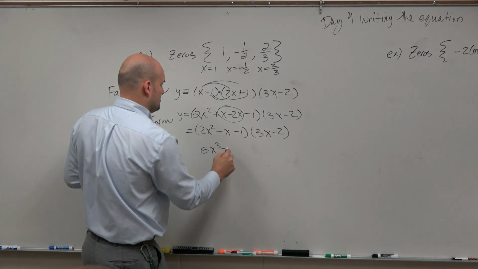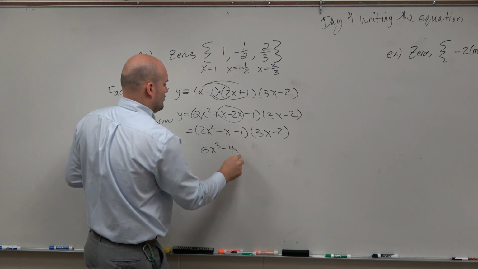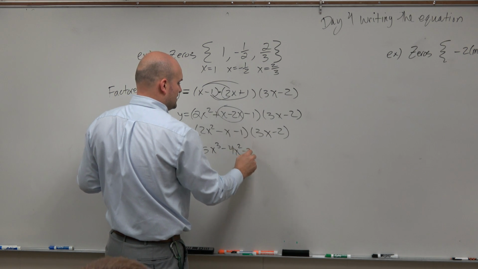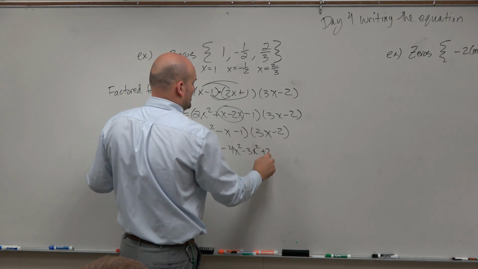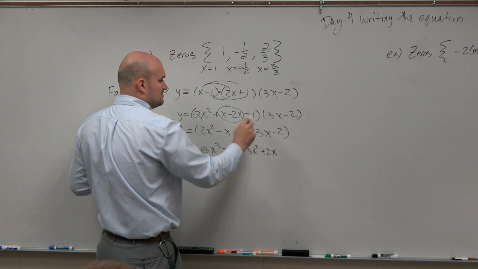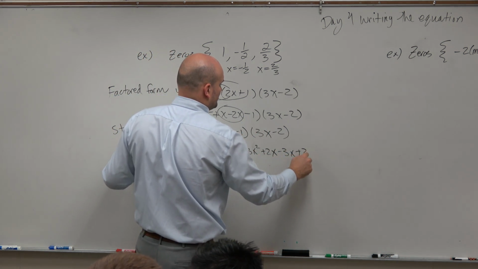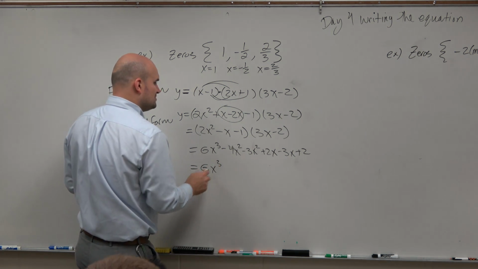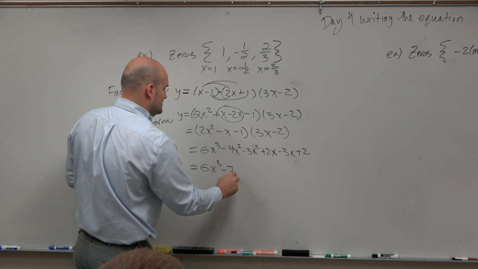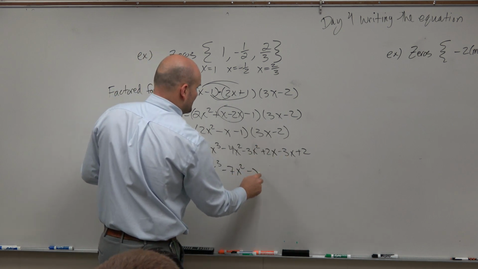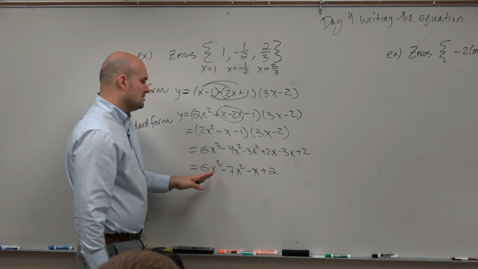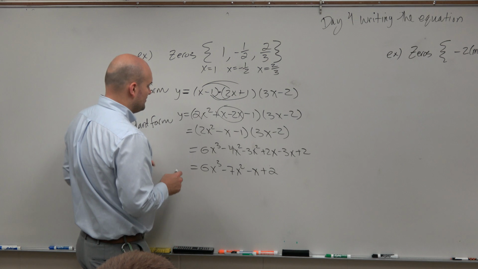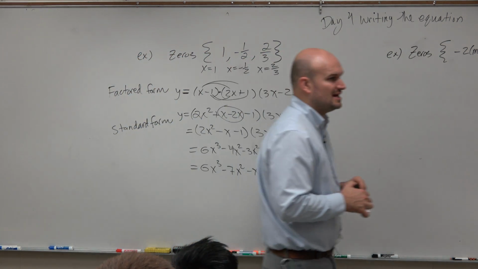6x cubed minus 4x squared. And then I multiply this one times both terms, so this becomes negative 3x squared plus 2x. And then I multiply the negative 1 times both terms, minus 3x plus 2. And then I'll just combine like terms. 6x cubed, negative 7x squared, minus x plus 2. So that would be your lovely polynomial function that we are writing the equation for based on the given zeros.